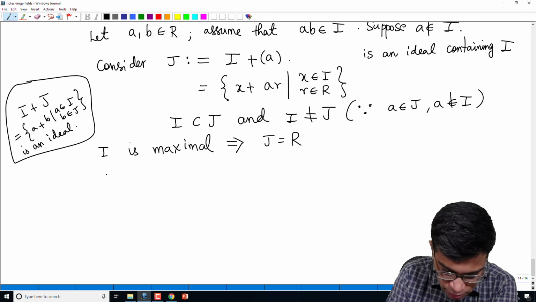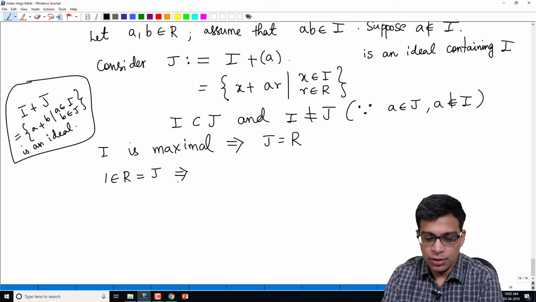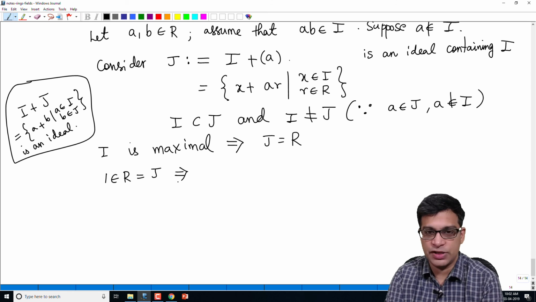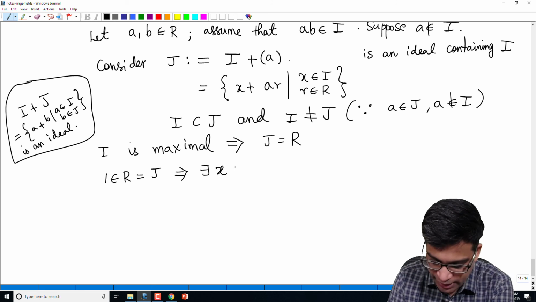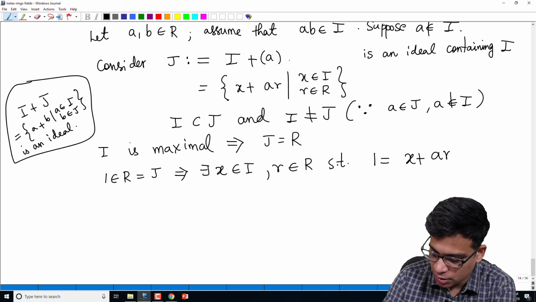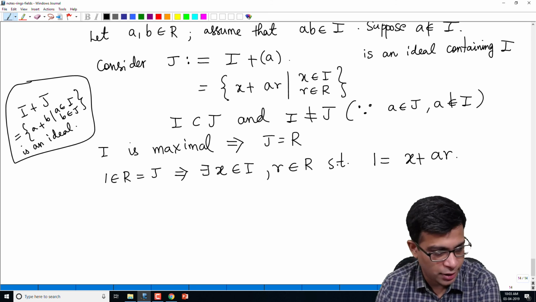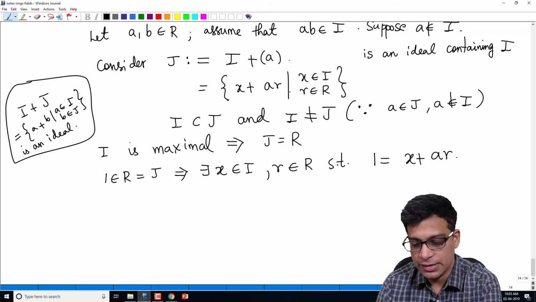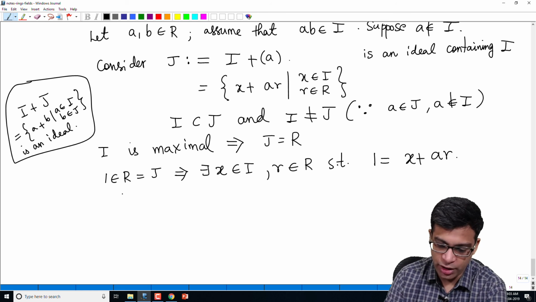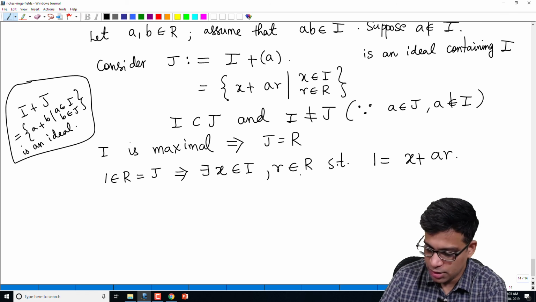That means 1 is in R always, which is J. That means 1 is in J. So J can be written as something of this form. So there exists X in I, R in R, such that 1 is equal to X plus AR. Right? Because every element of J is of the form X plus AR, where X is an element of I, R is an element of the ring. We concluded that 1 is an element of J. So there exist elements X and R such that X plus AR is equal to 1.